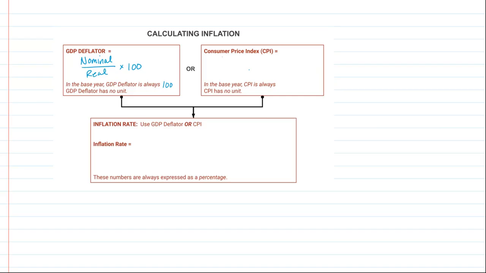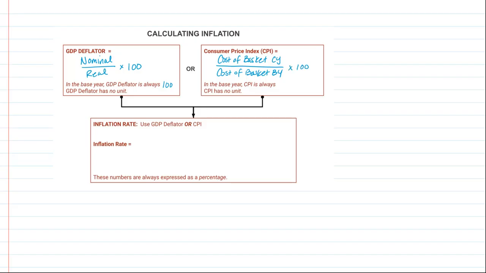We take the cost of the basket in the year you're working with, which we will call the current year or the given year. So the cost of the basket in current prices, and you divide that by the cost of the basket in the base year. And then that whole thing again gets multiplied by 100.